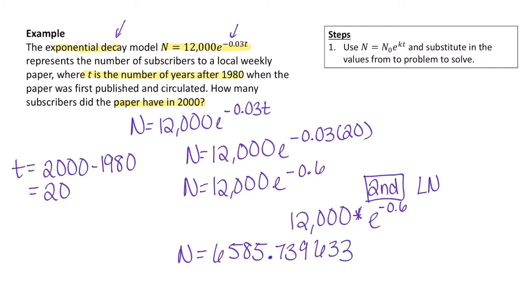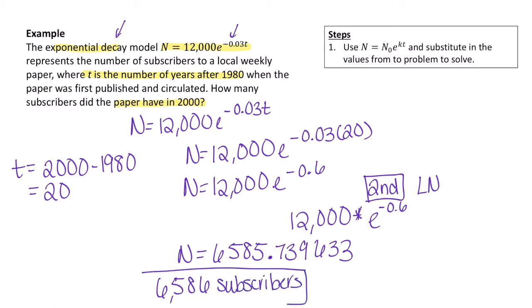N equals 6,585.739633. It doesn't tell us how to round in this problem, but it's talking about the number of subscribers. Since you can't have a fraction of a subscriber, we're just going to round that. So that's going to be 6,586 subscribers. Since we're talking about people, we're just going to round to the nearest whole number.